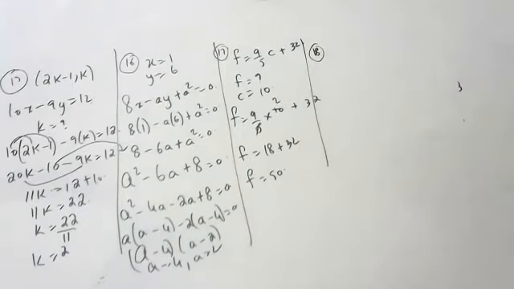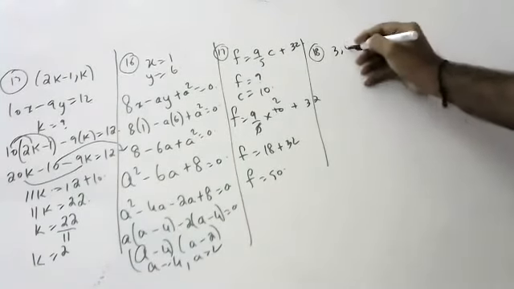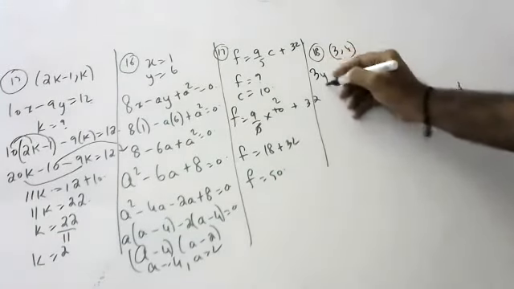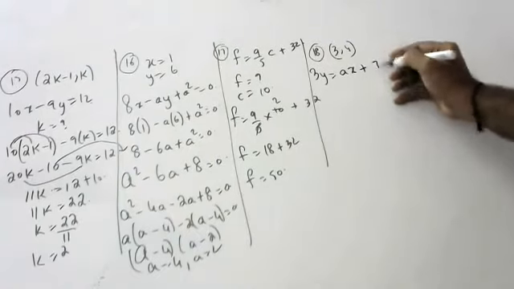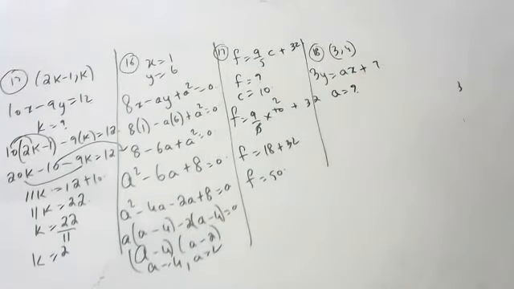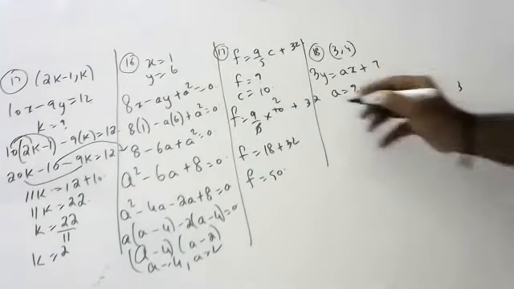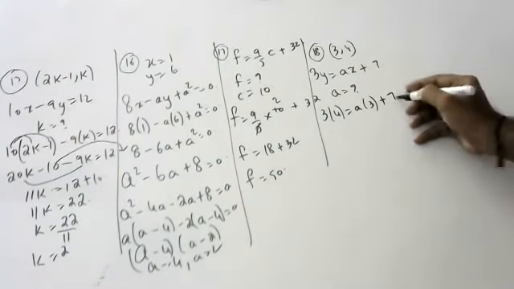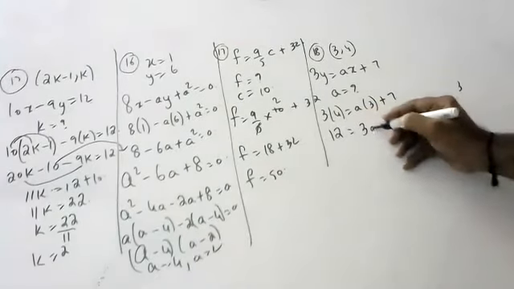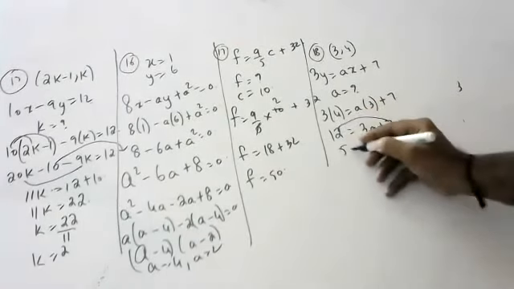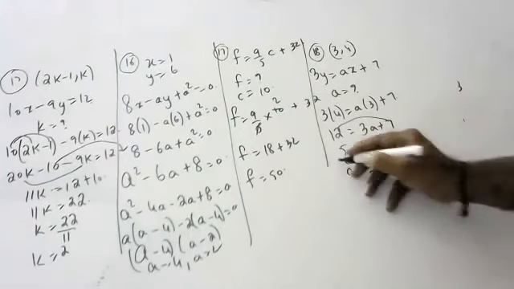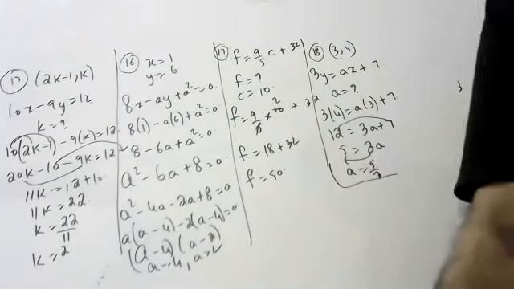Srihita, next you only. Yes, sir. 3 comma 4 is a solution of 3y is equal to ax plus 7. Find a. 3 into 4 is equal to a into 3 plus 7. 12 is equal to 3a plus 7. 5 is equal to 3a. A is equal to 5 by 3. Okay, next.